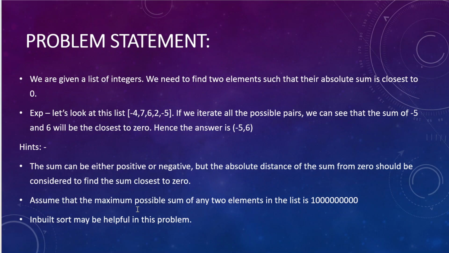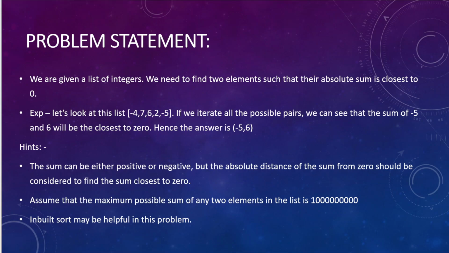After that, assume that the maximum possible sum of any two elements in this list is around 10 to the power 9. An inbuilt sort may also be helpful in this problem.